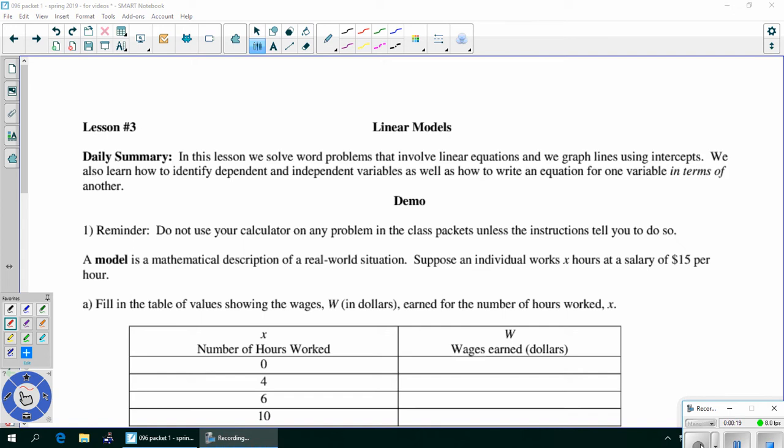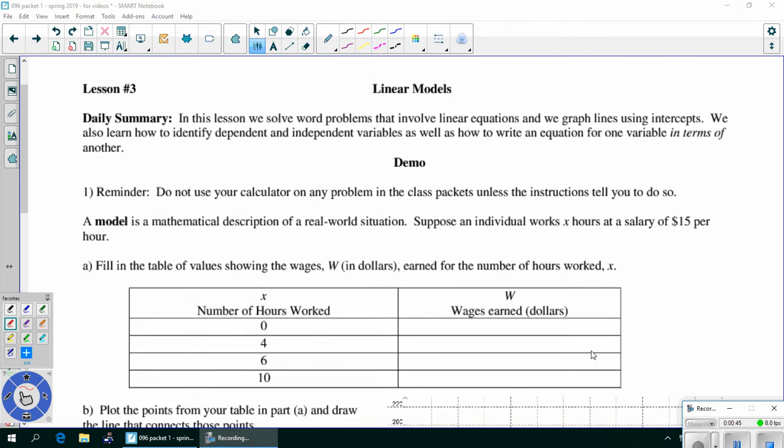Reminder, do not use your calculator on any problem in the class packets unless the instructions tell you to do so. A model is a mathematical description of a real-world situation. Suppose an individual works X hours at a salary of $15 per hour. So X is the number of hours, and we're making 15 bucks an hour. Fill in the table of values showing the wages W in dollars earned for the number of hours worked X.